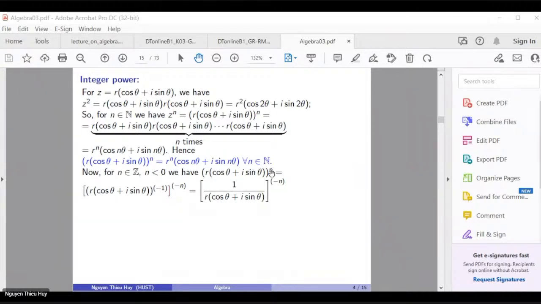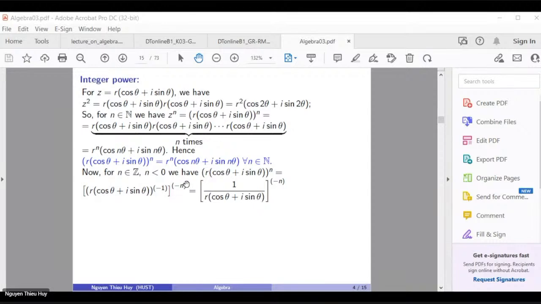So we write n as minus 1 multiplied by minus n. Therefore, we can write as follows. Firstly, we raise to the power minus 1, and then raise to the power minus n, and we just use the fact that minus 1 multiplied by minus n is simply n. And here, of course, you have r(cos theta plus I sine theta) to the power minus 1, which is simply 1 over this r(cos theta plus I sine theta).